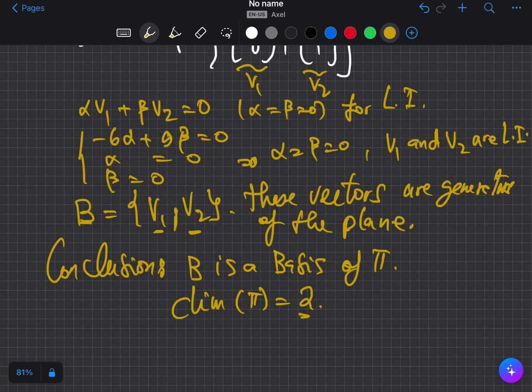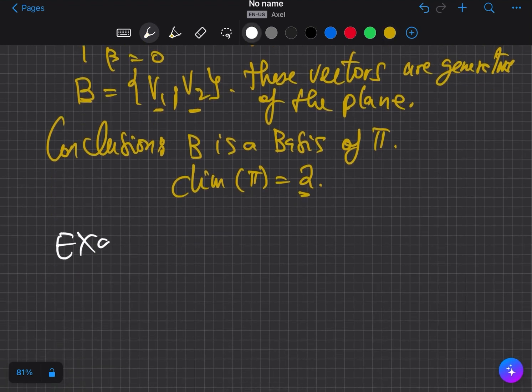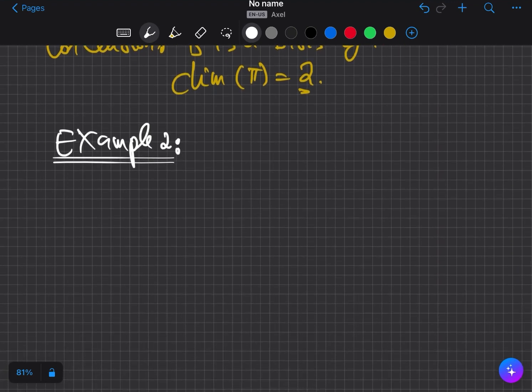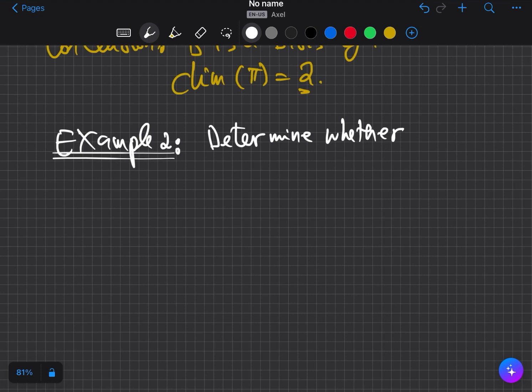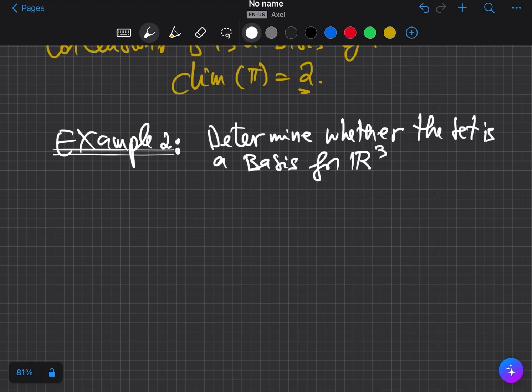All right. Now let's have a look at another example. Example 2. Yeah, and that will make the deal for our video. Now, in this example, I want us to answer the question: determine whether the set is a basis for R3, and then find the dimension.